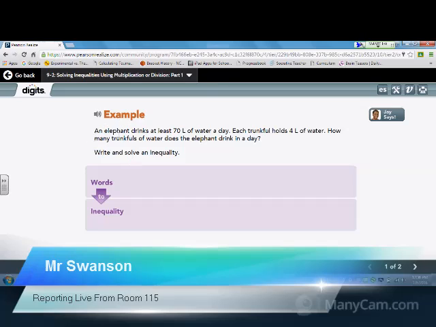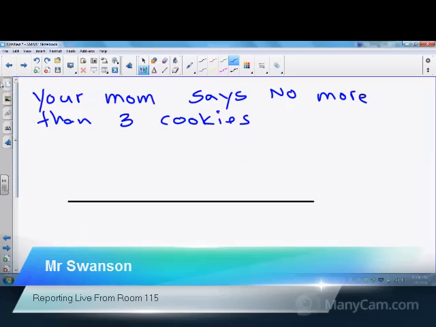An elephant drinks at least 70 liters of water a day. Each trunkful holds 4 liters of water. How many trunkfuls of water does the elephant drink in a day? Well, let's go back to just translating some of these and take a look at what the wording means.